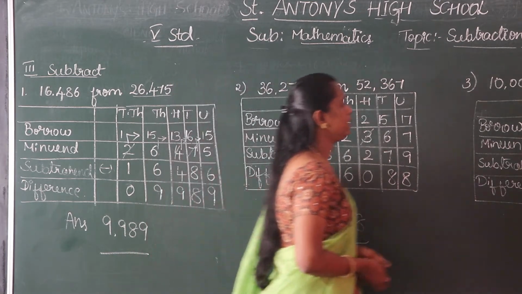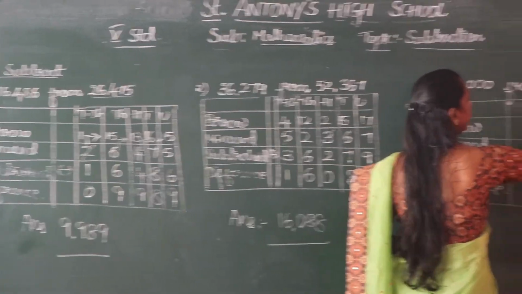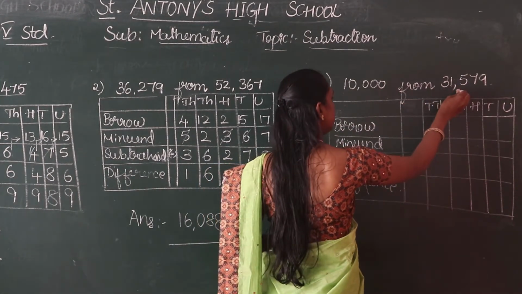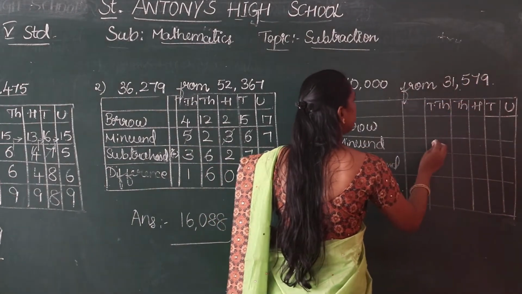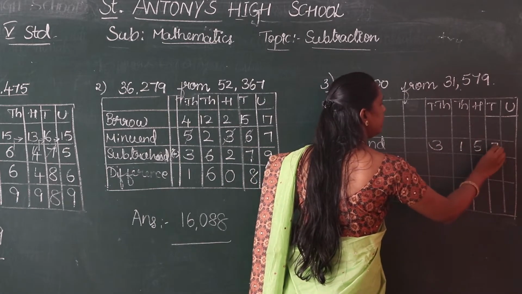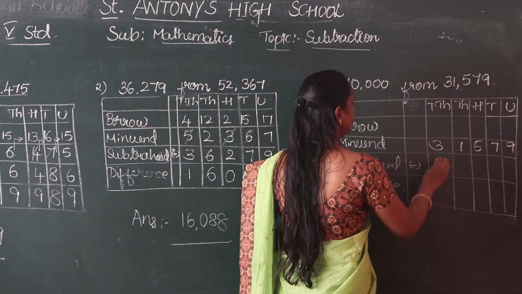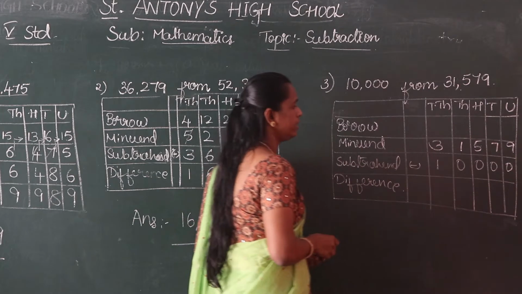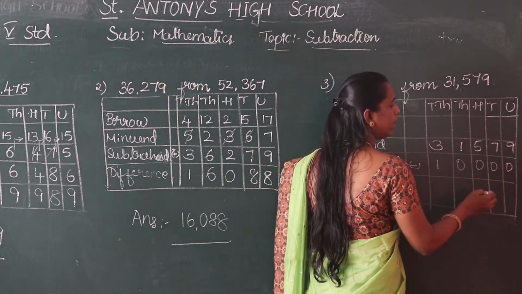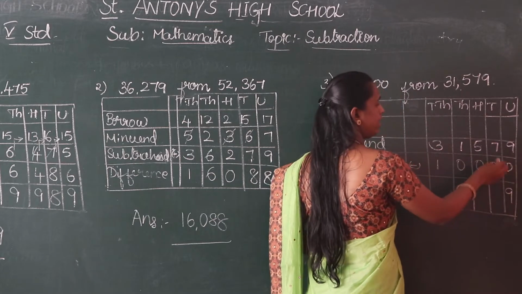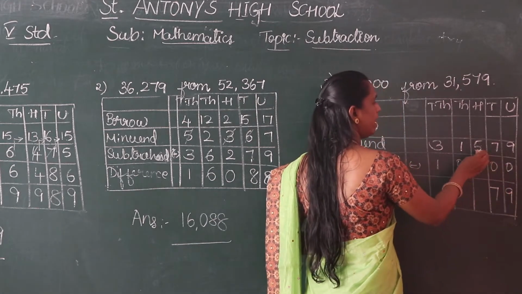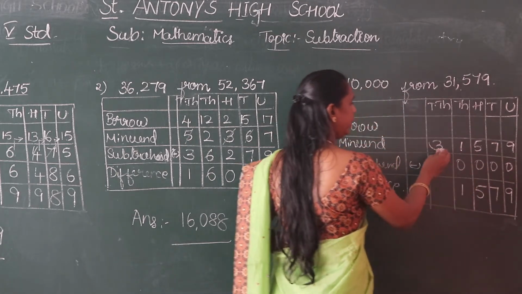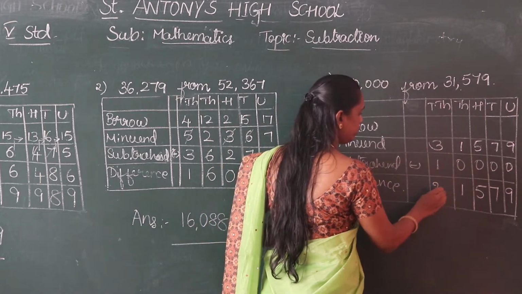Next sum: the minuend is 31,579. Subtract 10,000 from 31,579. Okay, children. So 9 minus 0, 9. 7 minus 0, 7. 5 minus 0, 5. 1 minus 0, 1. Then 3 minus 1, 2.